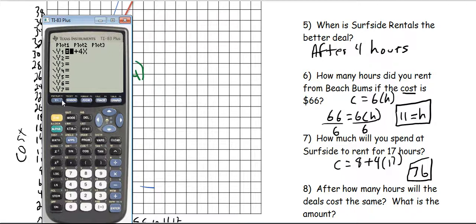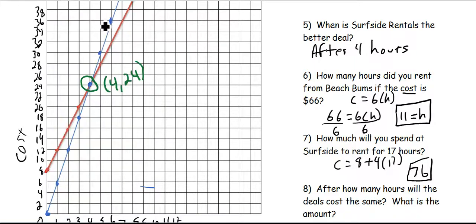All right. I could also put in here the second one, 6x, that's for Beach Bums, and we can compare on our table. So we see for 11 hours, it's $52 for Surfside and $66 for Beach Bums. Let's go up, and we should see at the 4-hour mark, yes, 4 hours, it's 24 for both of them. So this could be a very handy tool.